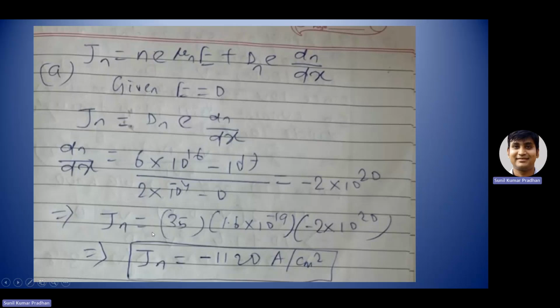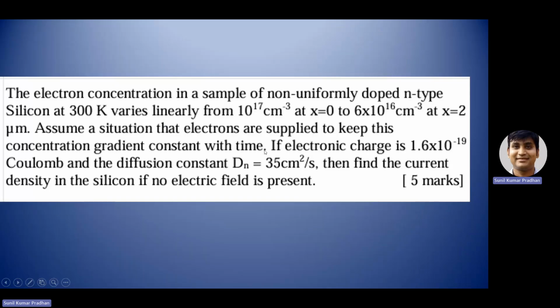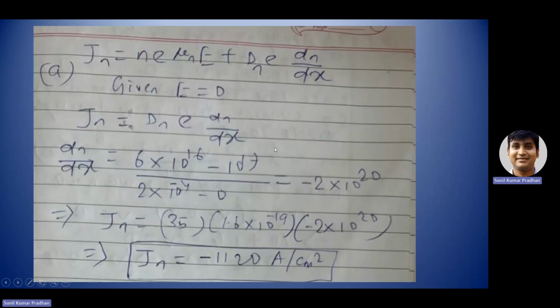So what is my current density? The diffusion constant is already given as 35 centimeter square per second. So it is the charge of electron into the diffusion constant into the concentration gradient, which comes to be somewhere around minus 1120 ampere per centimeter square.